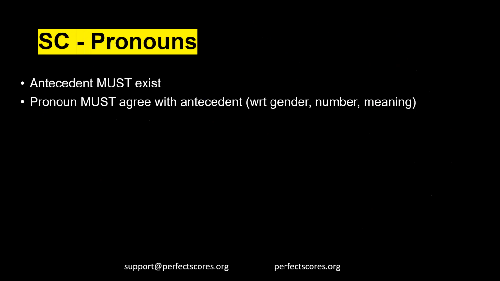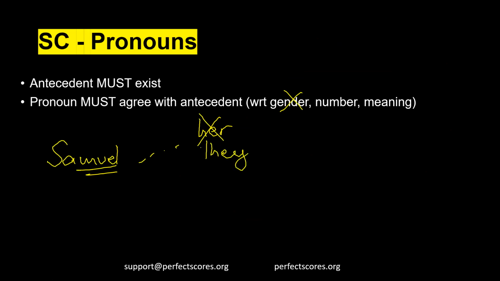The second rule is that the pronoun must agree with the antecedent with respect to the gender, the number, and the meaning. So let me take a basic example of Sam again. So let's take Samuel. Now you have to make a few assumptions in sentence correction. So you have to assume that Samuel is the name of a man or a male. So whatever pronouns you use, you cannot use her for Samuel because it does not match the gender. You cannot use they for Samuel because it does not match the meaning or the number. You cannot use it for Samuel because it does not match the meaning.